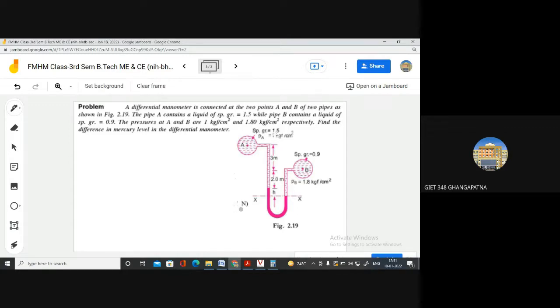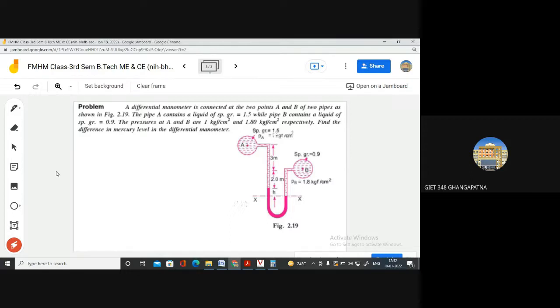Now here A and B, are the levels the same or different? A and B, are they at the same level? Different levels. Okay. If you are feeling difficulty in remembering the formulas, now I will solve this particular problem. So no need of remembering the formulas. Try to understand the concept. Using that conceptual approach, we will try to solve this problem.